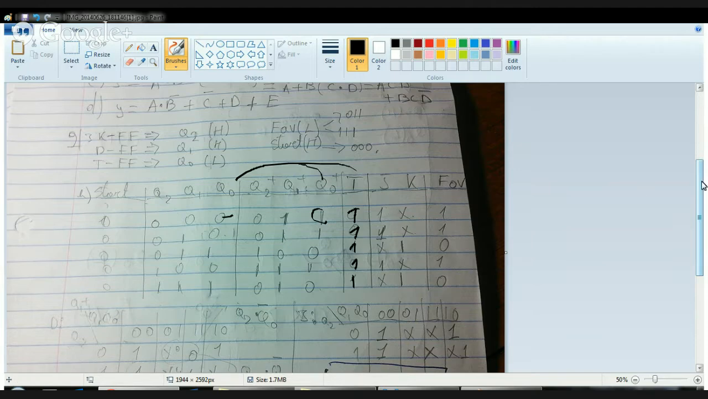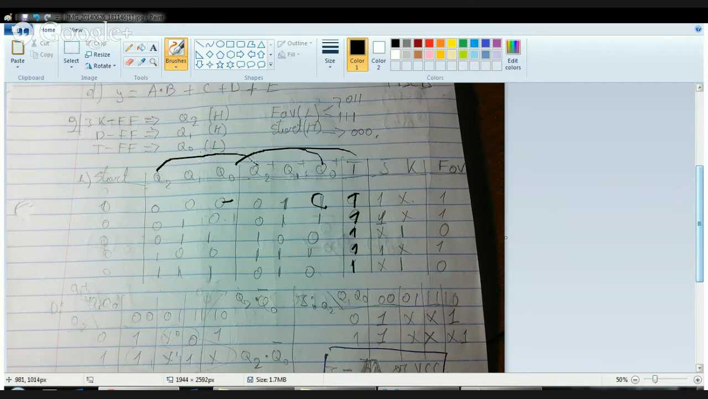Okay, now for the most significant bit, which is Q2, we're going to use J and K. From 0 going to 0, there are two ways: either you can hold it or you can reset it. So hold it or reset it, right? Yeah. So that will be 0x.